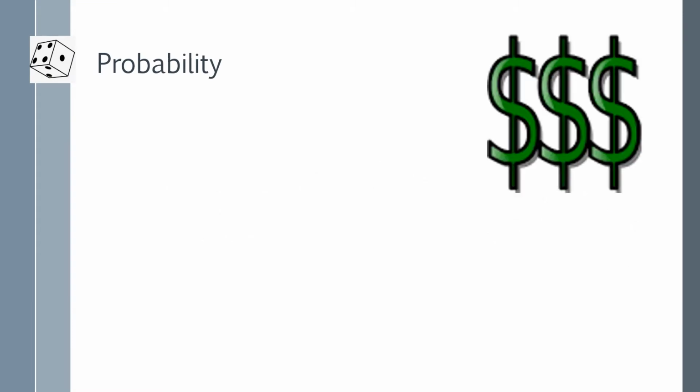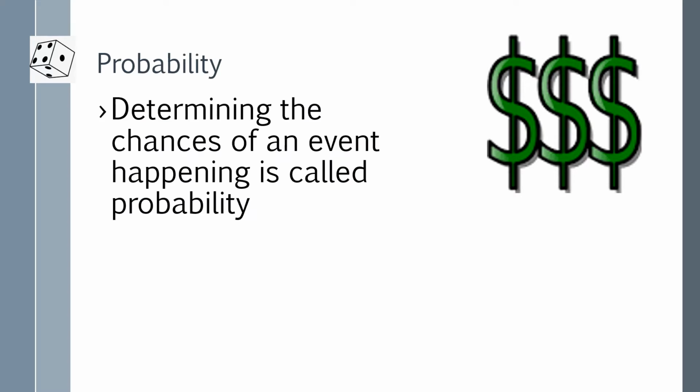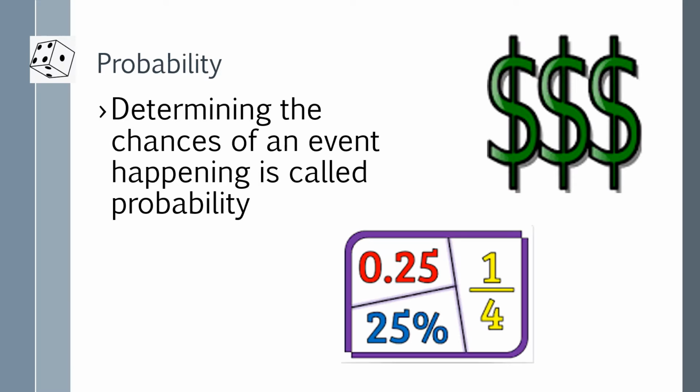Ever wonder what your chances are of winning the lottery? Determining the chance of an event happening is called probability. Probability is usually written as a fraction, decimal, or a percent.